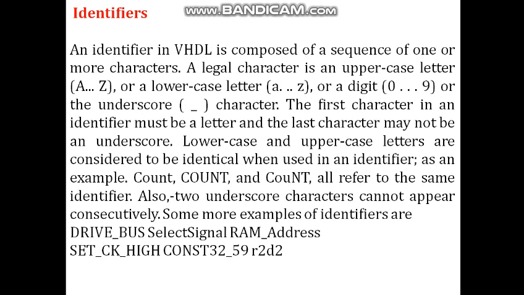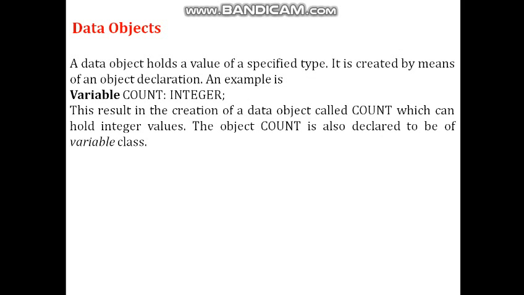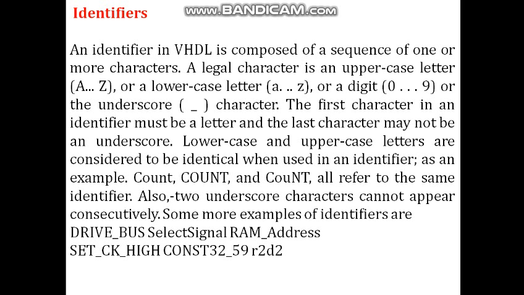Also, two underscore characters cannot appear consecutively. Some more examples of identifiers are div_bus, select_signal, RAM_address, sketch_high, constant_32_59, R2R_D2, like that. This is all about identifiers.